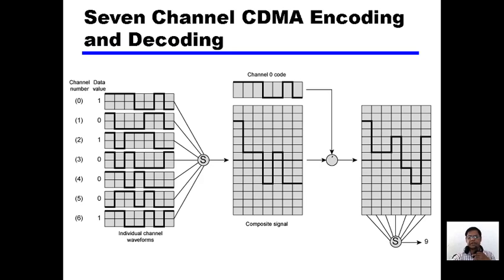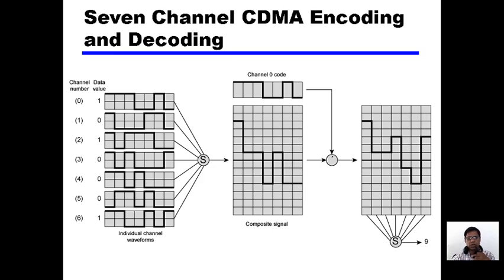At the same time, 7-channel CDMA encoding and decoding. Earlier we saw the 6-channel example; here we can see an example of 7 channels. Channels start from 0 to 6, and binary numbering also starts from 0. The channel values may be anything, depending on the signals. Here the value is 10100001.